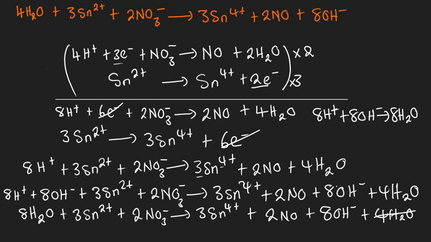Now we look at the charges. This is going to be 3 multiplied by 2+, it's going to give us a 6+. Then this is 2 multiplied by negative 1, so this is going to give us a negative 2. So 6 minus 2 is giving us 4+ in basic media. How about the other end? 3 multiplied by 4 is giving us a 12+. But notice that we've got 8 negative charges in this hydroxyl, so it's going to be minus 8, and that gives us a 4+, implying that our equation is balanced. So this is how you balance the equation in basic media.